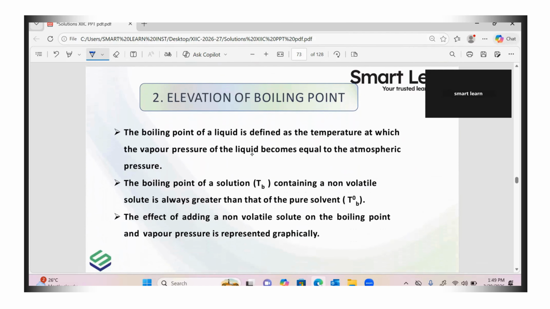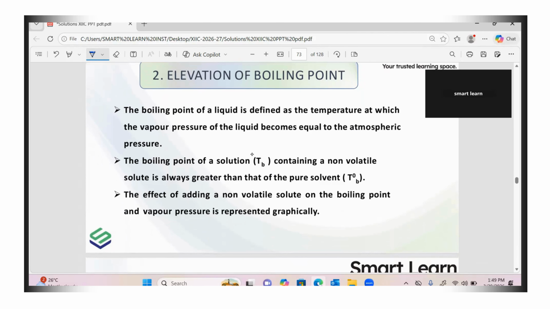Then we are going to discuss the elevation of boiling point. The boiling point occurs when the vapor pressure of a liquid becomes equal to the atmospheric pressure. Since the vapor pressure of the solution is lower due to the presence of a non-volatile solute, which I have explained earlier, the solution must be heated to a higher temperature to reach the boiling point condition. Therefore, the boiling point of the solution is higher than that of the pure solvent.